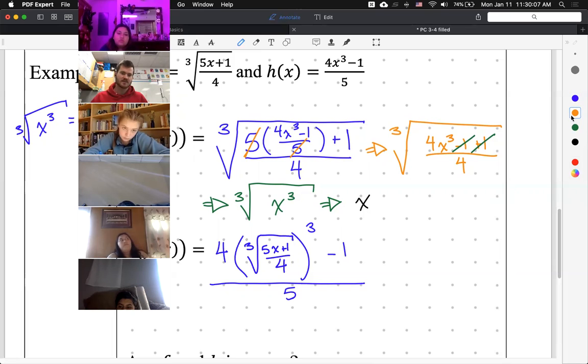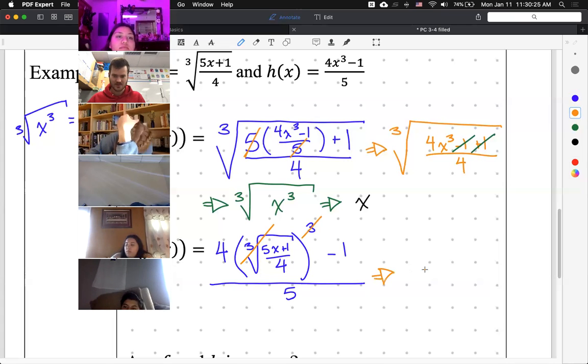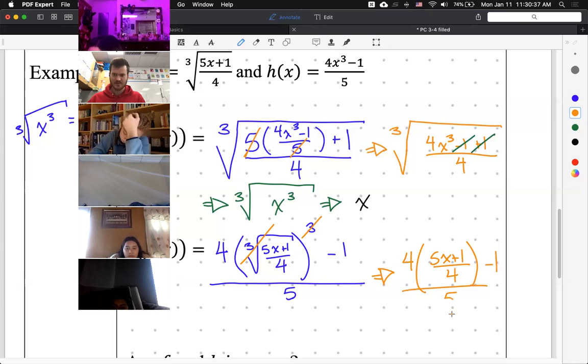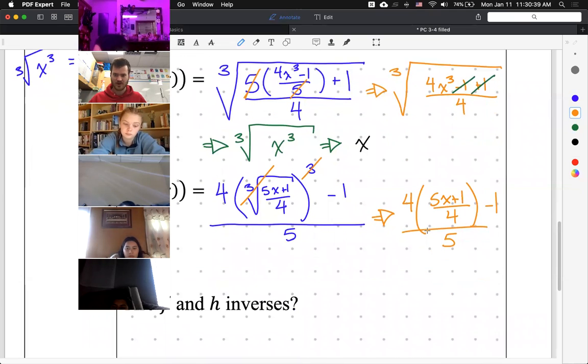So in the last case, Beverly wanted to cancel out the cube root and cube, but you couldn't do that because not everything here was to the power of 3. But in this case, you can now because everything right here is being cube rooted, and that's also to the power of 3. So the first thing that we can do in this step is cross off the cube root and the power of 3 to make our new function. Our new function is just 4 times the quantity of 5x plus 1 over 4 minus 1 all over 5. The cube root and cube are gone.